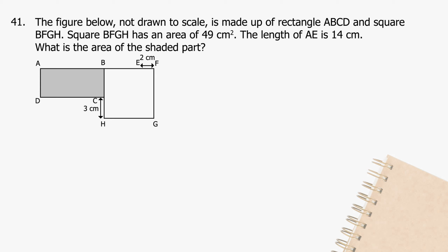Question 41. The figure below, not drawn to scale, is made up of rectangle ABCD and square BFGH. Square BFGH has an area of 49 square centimeters. The length of AE is 14 centimeters. What is the area of the shaded part?